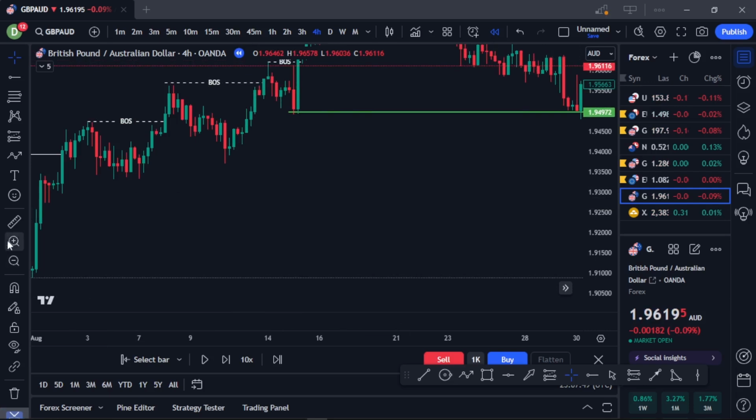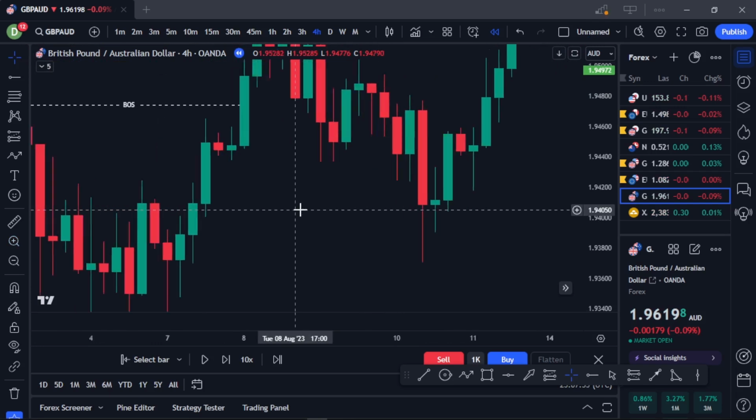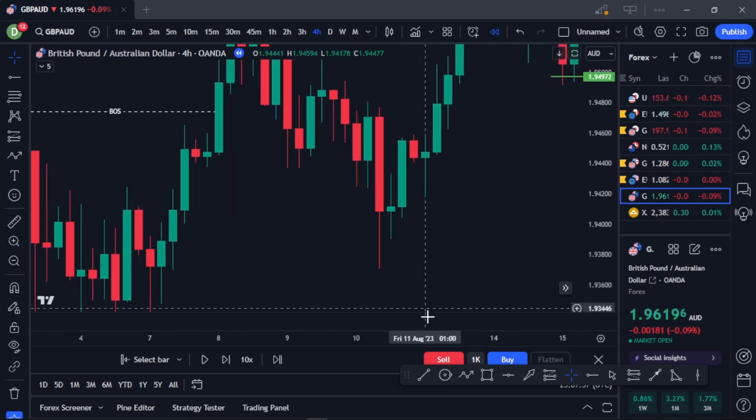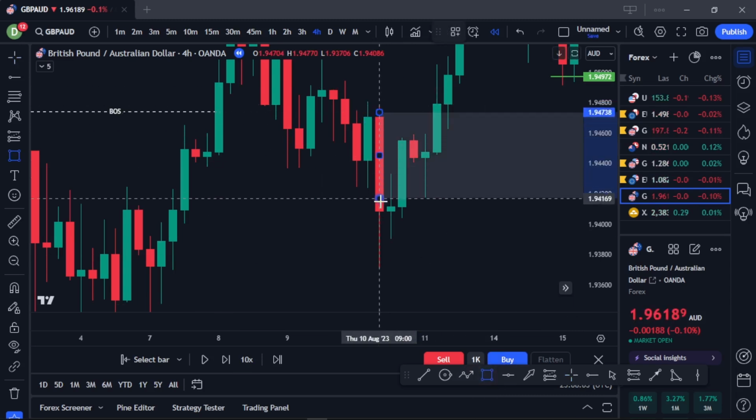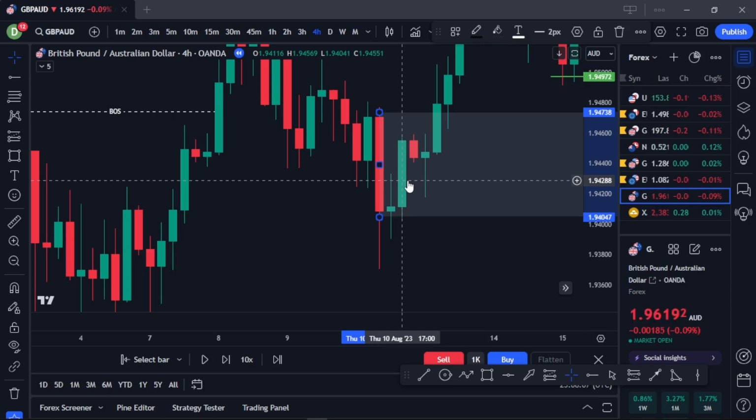Okay, so here we have one. Let me just zoom into it. Take a look at this area here. Looking at this area here, you can see that the bearish candle is bigger than even the next two bullish candles combined. In this scenario, this is not a valid bearish candle to identify a demand level.